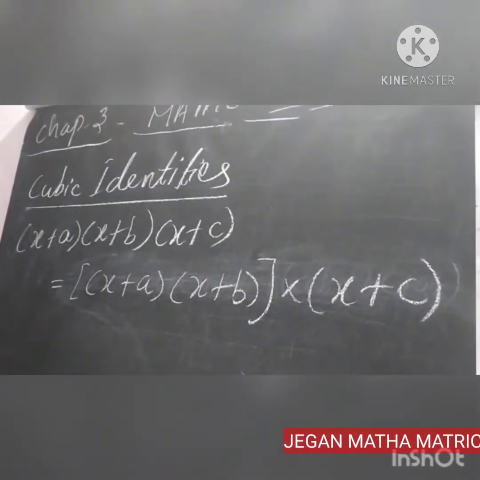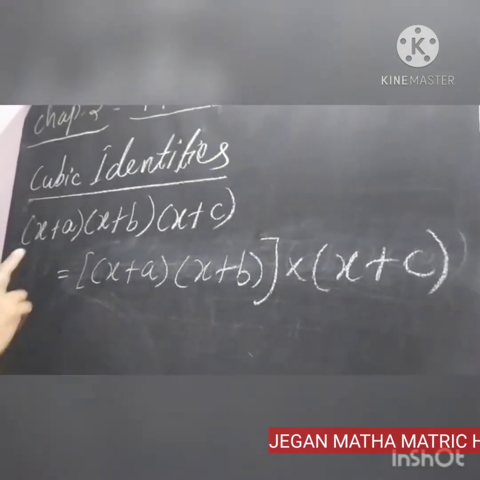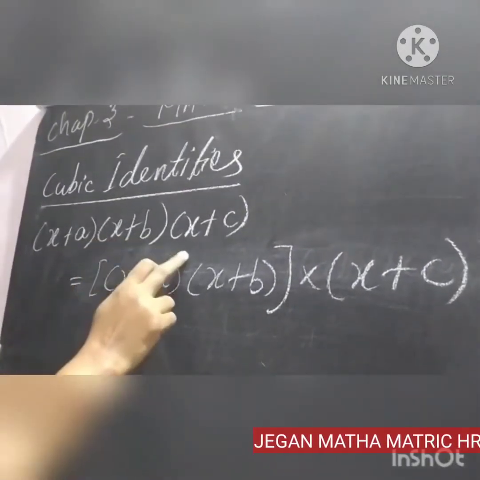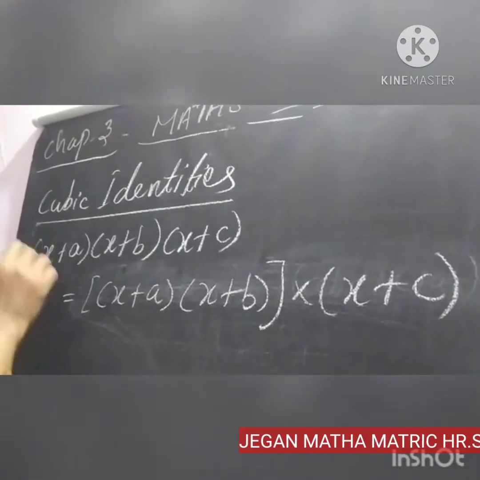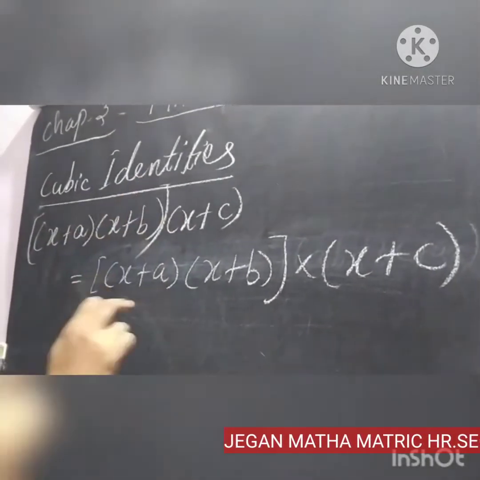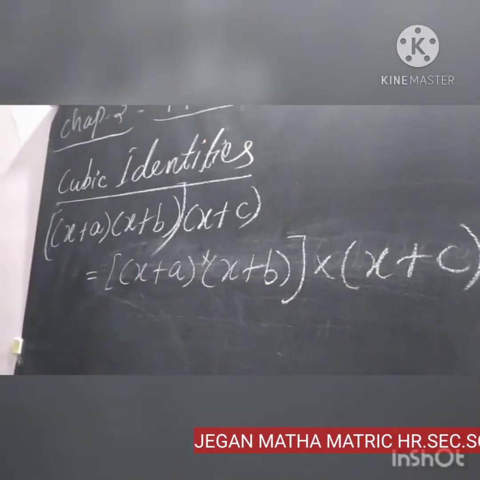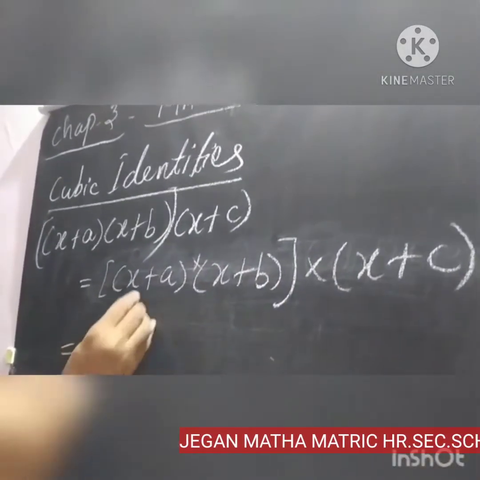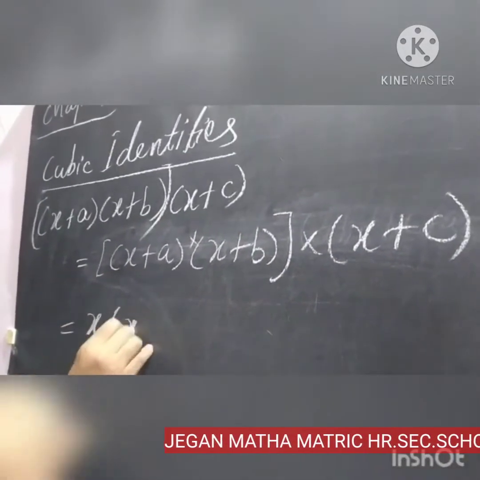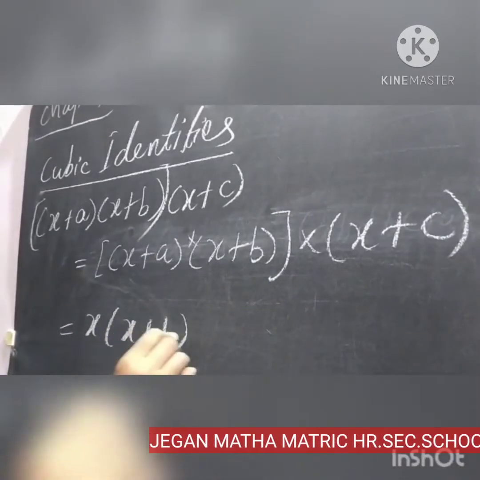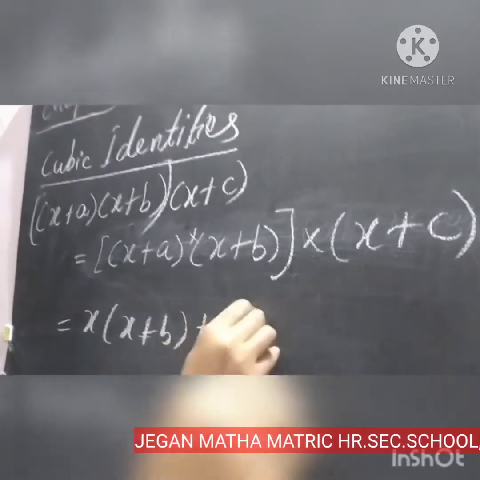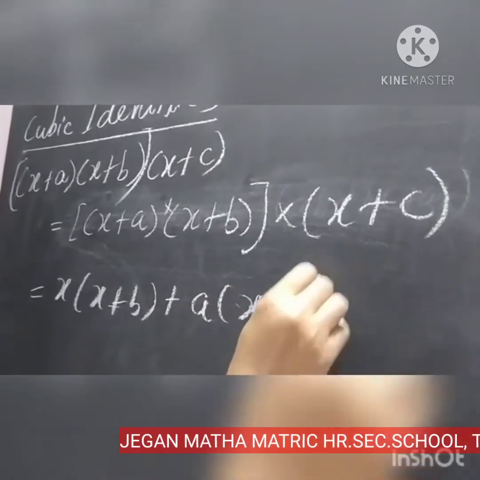See the third identity, (x + a)(x + b)(x + c). First you have to select the first two and multiply these two. After that you can join the third one and multiply with the third one. So find out this one: x into (x + b), first term, first bracket, plus a into (x + b).